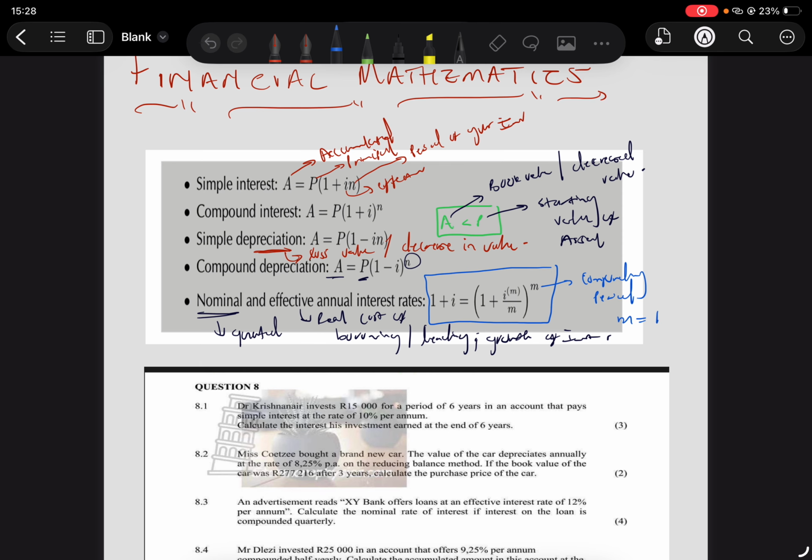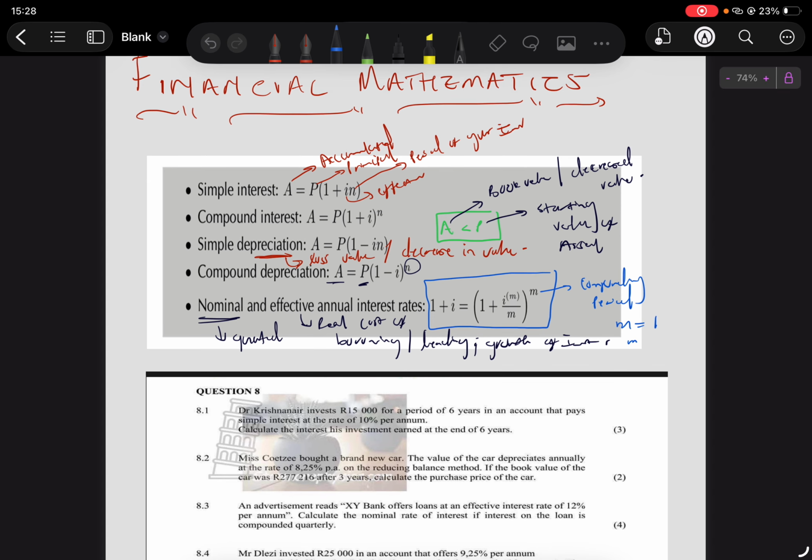If we are compounding biannually, your m will be 2. If we are compounding quarterly, we have 4 quarters in a year, so your m will be 4. If we are compounding daily, in a year we have 365 days, your m will be 365. If we are compounding weekly, your m is going to be 52, since we have 52 weeks in a year.